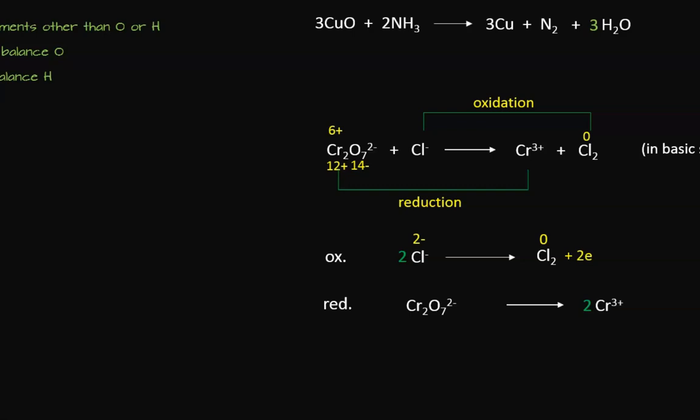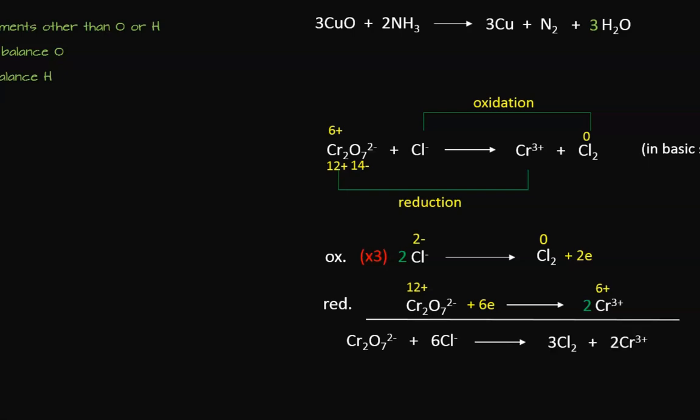The total oxidation number for chromium is 12+, as we see from above. The total oxidation number for Cr3+ is 6+. So in this reduction reaction, 6 electrons were gained in order to get from 12+ down to a 6+. We need to have the same number of electrons in each half reaction, so we multiply the oxidation by 3 to give us 6 electrons. Adding them up gives 1 dichromate plus 6 chloride ions to produce 3 chlorine molecules plus 2 chromium 3+ ions.